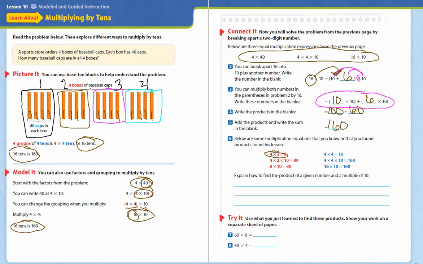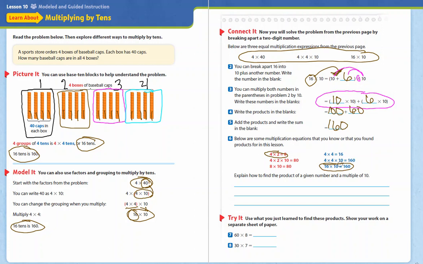Then multiply the given number by the whole number, then multiply that product by 10. So that's basically what I just said. You know that 4 times 4 is 16. So now all you have to do is multiply that number by 10. So now you have 16 times 10, which equals 160.